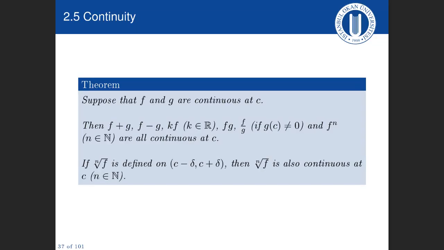For an nth root, we need to be a little bit careful, and this is just me being extra careful here. We need the nth root of f to be defined on some small interval around C. If that's satisfied, then the nth root of f is also continuous at C.